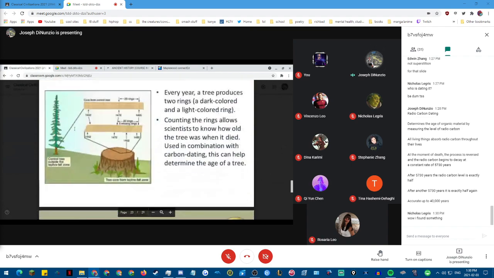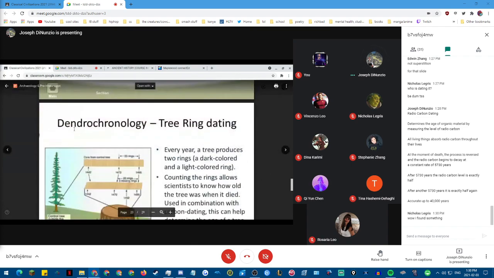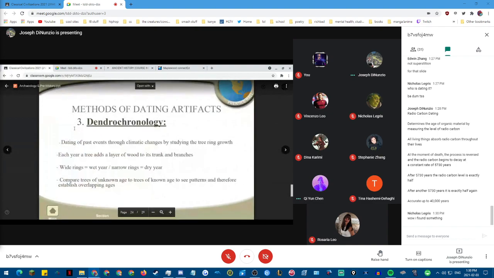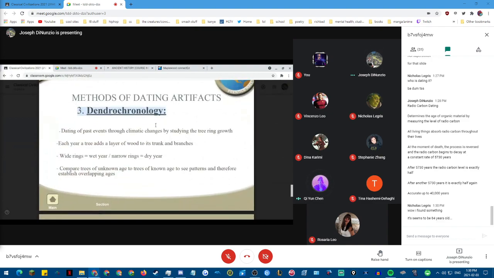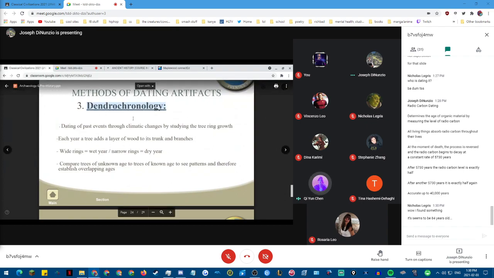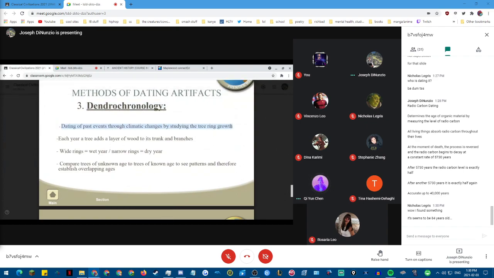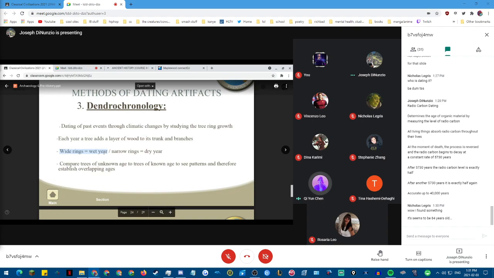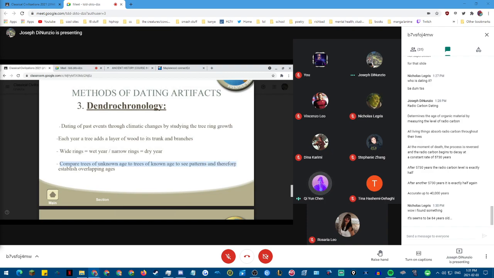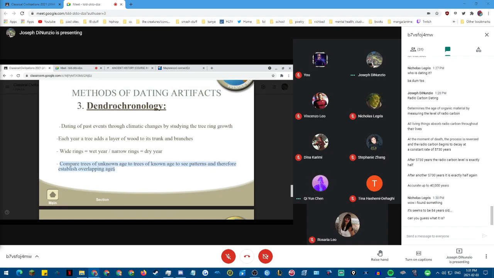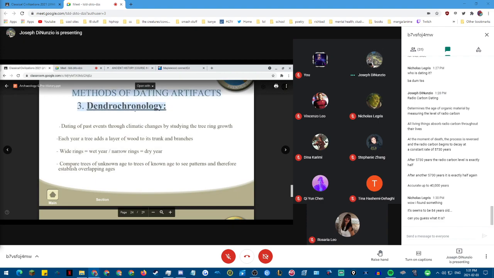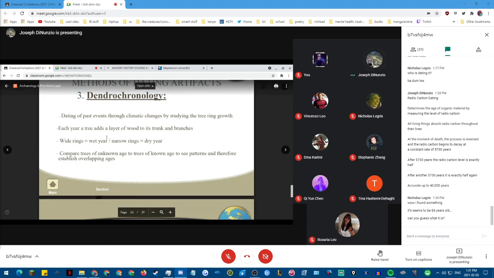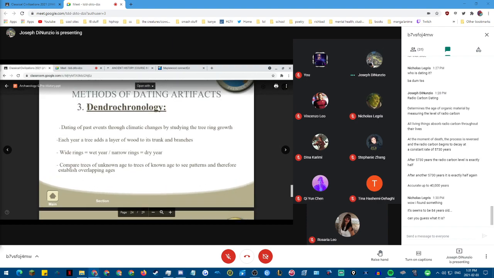Okay, this is the third one. Here, let me read this. Dendrochronology, dating of past events through climatic changes by studying tree ring growth. Each year, a tree adds a layer of wood to its trunk and branches, so wide rings equal a wet year and narrow rings mean a dry year. So by comparing trees of unknown age to trees of known age, we can see patterns and therefore establish overlapping ages. Good. So this is a third way. But the most common, and the most accurate, is definitely the radiocarbon. But this is also popular too.